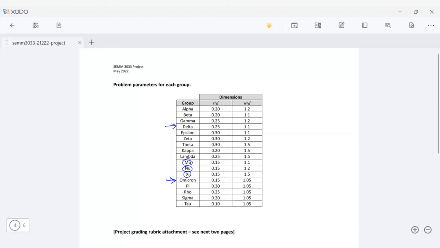I'll note that eta has no parameters. I will put that later. And now what I want to do is this derivation of thin fins.